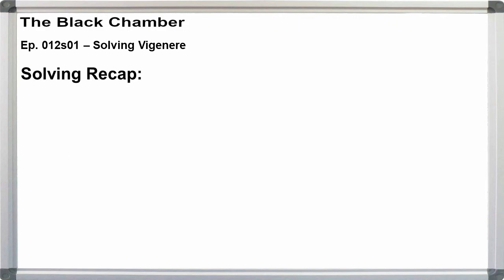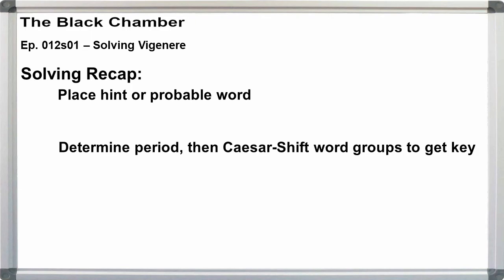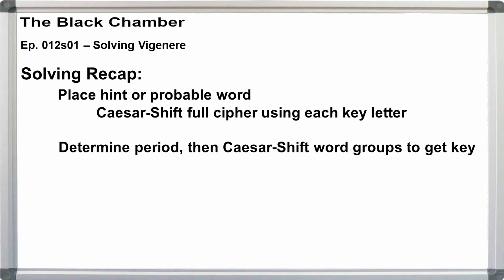Recap. There are 2 primary ways to solve the Vigenère family of ciphers. 1. Place the hint or probable word. 2. Determine the period of the cipher. Then find the Caesar shifts for enough of the individual letter groups to allow for solving for the keyword. We can place the hint either by Caesar shifting the entire cipher, one key letter at a time, and look for word fragments that pop out. Or we can slide the hint across the entire cipher, one position at a time.